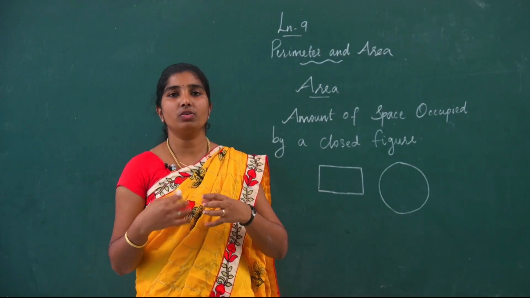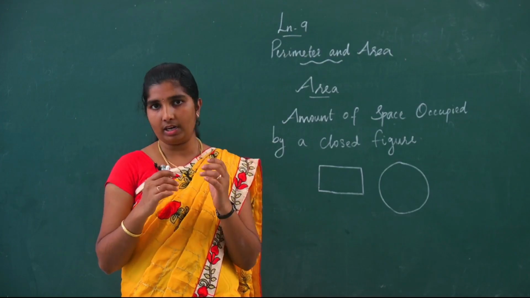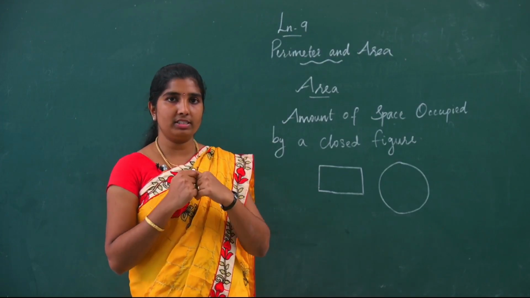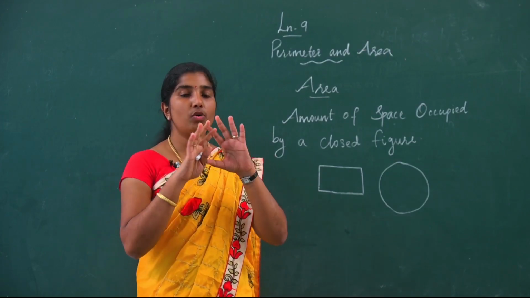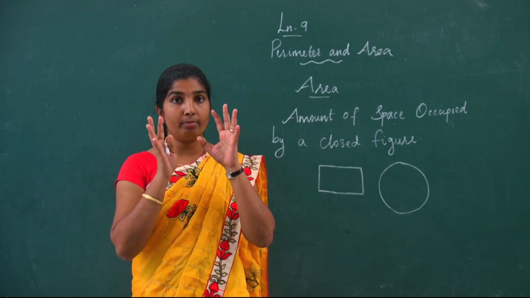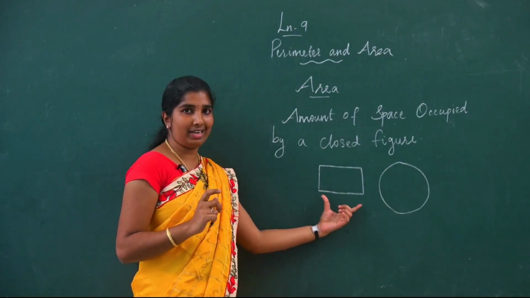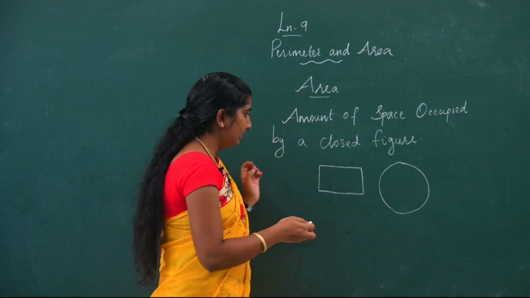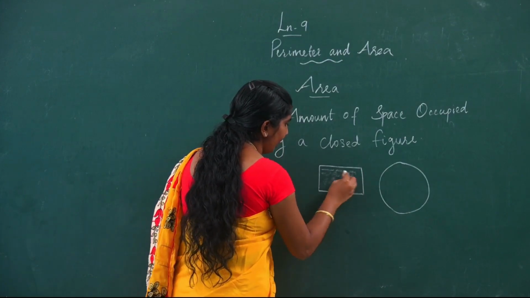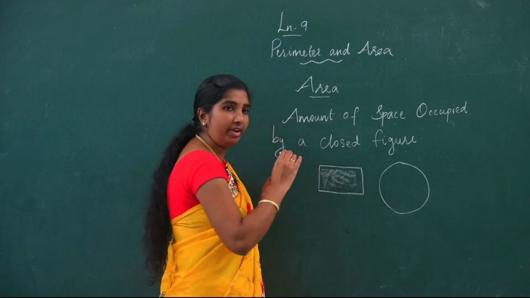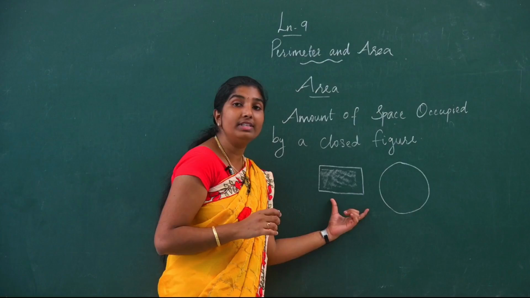In this class we are going to learn about area. What do we mean by area, children? Area means the amount of space occupied by a closed figure. For example, see this rectangle. The inside surface of this rectangle is its area.